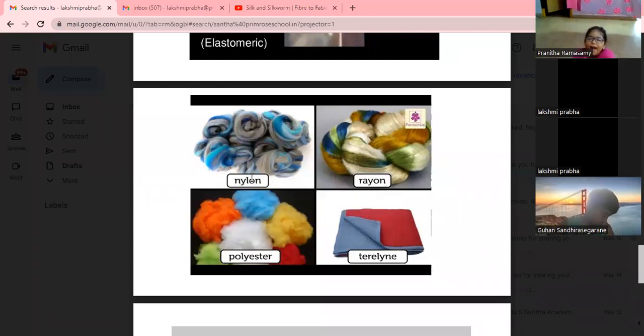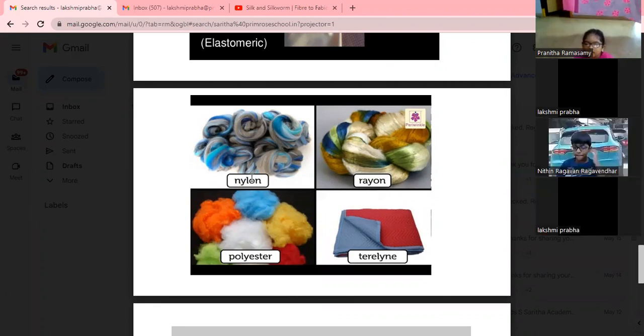What is man-made? Man-made means we prepare it. Natural means obtained from plants and animals. Man-made means we prepare it. So what we prepare, we call it man-made.